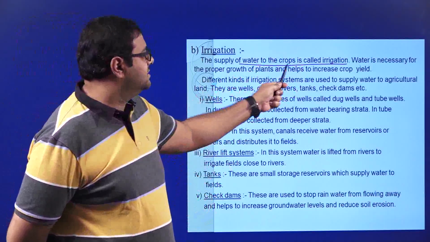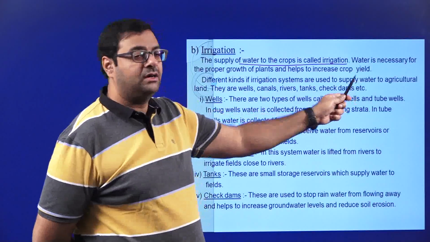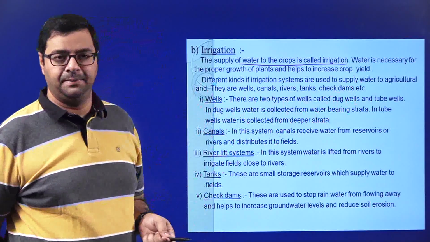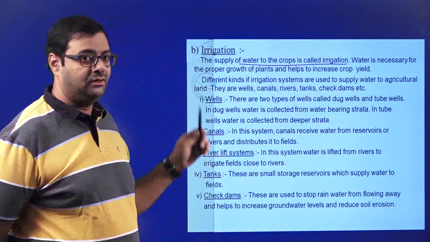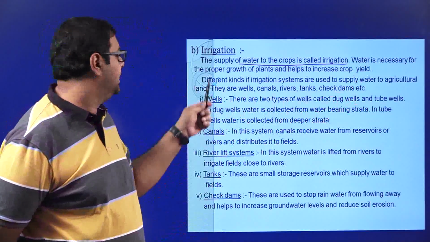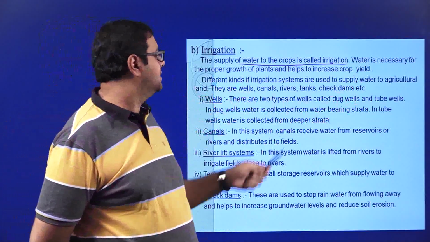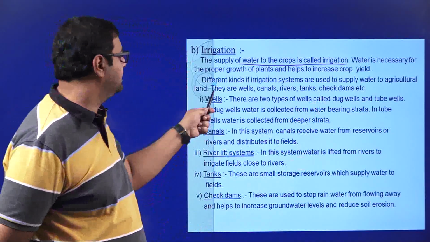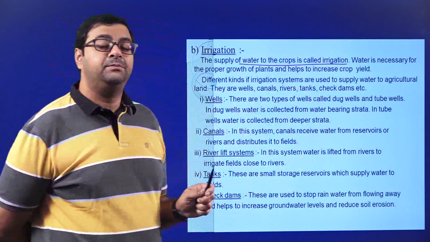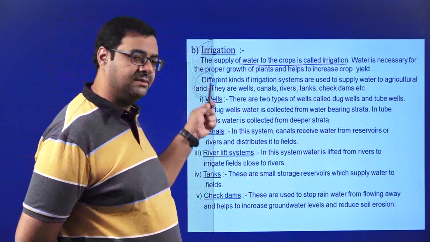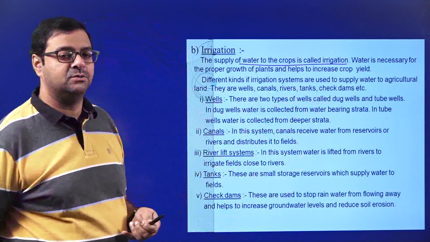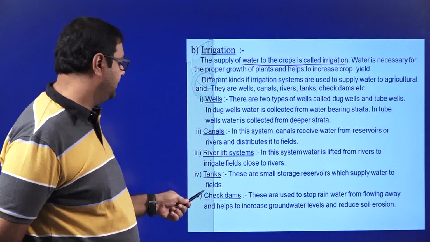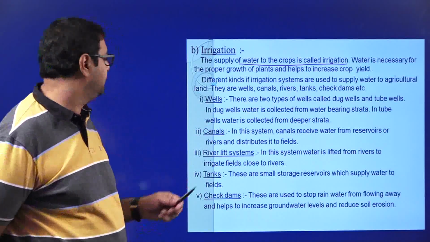Different kinds of irrigation systems are used to supply water to agricultural land. Okay, like you might have seen this in your villages: wells, canals, rivers, tanks, check dams, etc. So these are basically the irrigation systems which are used. We'll just see them one by one so that it will be clearer.